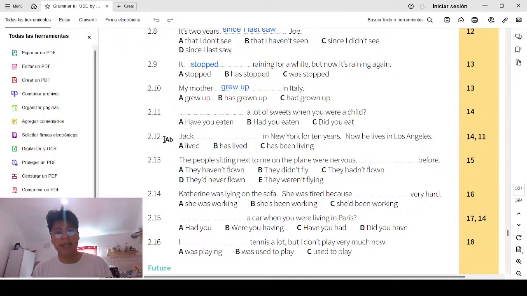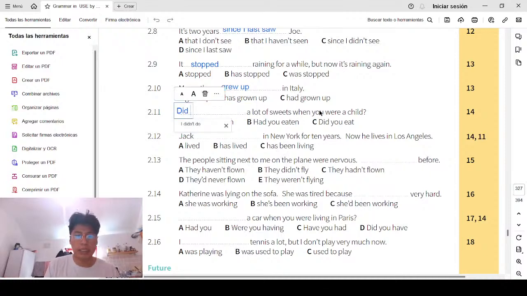Next one, 2.11. Have you eaten a lot of sweets when you were a child, or did you eat a lot of sweets when you were a child? In that case, check it out, it's "did." Did you eat? Why is it "did you eat" and not "have you eaten"?